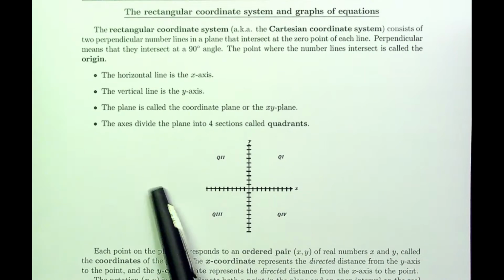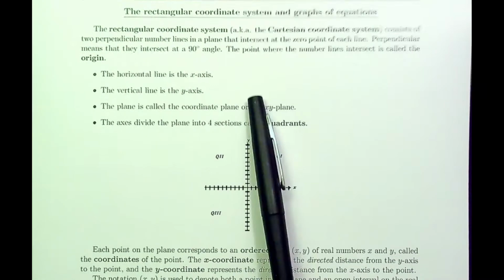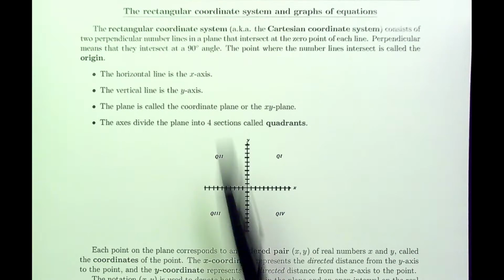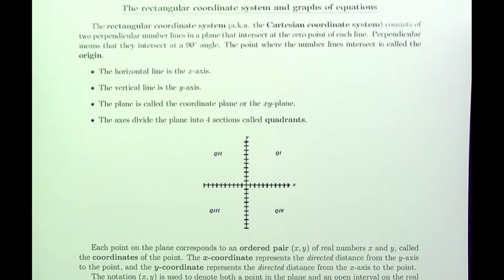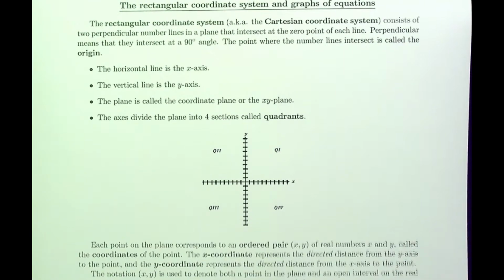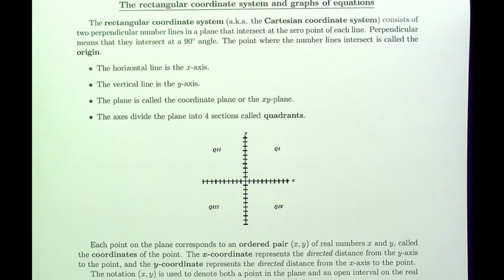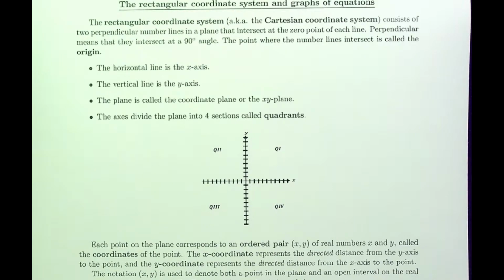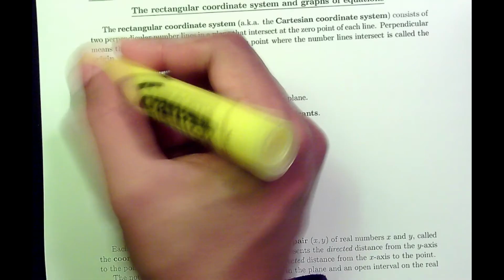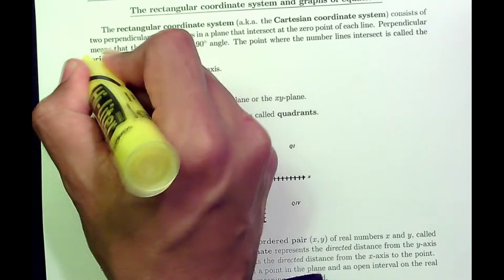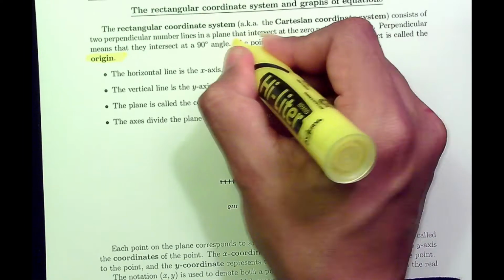So you have here the real line, and you have here another copy of the real line, and they both intersect at a 90-degree angle at the zeros of each. In that point of intersection, we call the origin, and the plane has some properties.